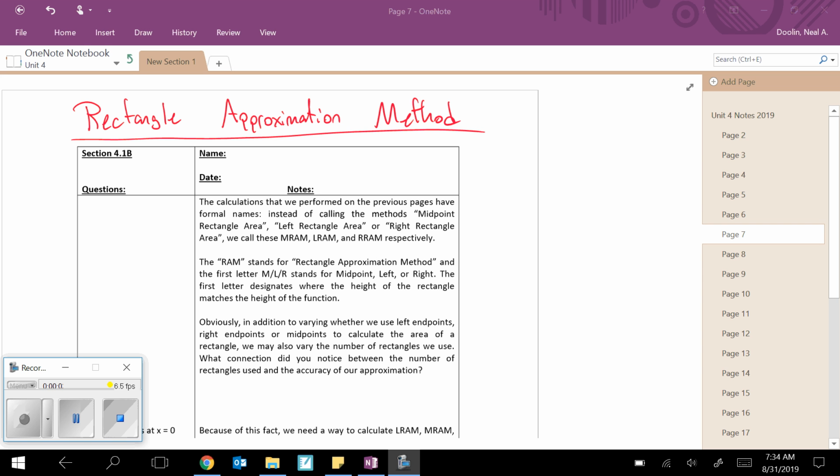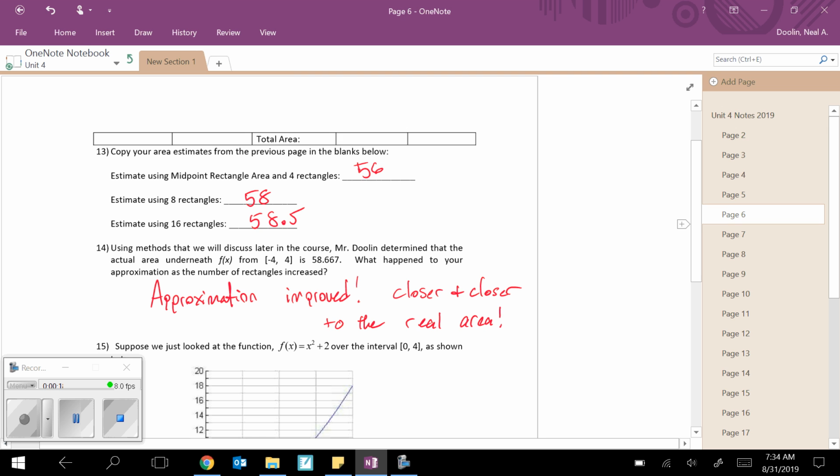Hey everyone, in this video we're going to be talking about the rectangle approximation method. Basically, it's a way of, well, three different ways of estimating the area between a function and the horizontal axis of a graph.